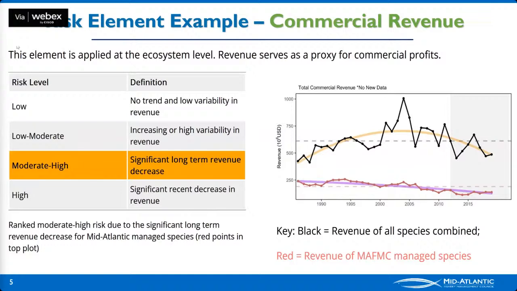And these are developed with the council in identifying how we are going to assign risk, and a significant long-term revenue decrease comes out as moderate high. So you can see that red line has a purple line through it. The trend line there indicates a significant long-term decline in commercial fisheries revenue. So that one scores out as moderate high. That gives us what our risk is associated with commercial revenue across all of our different fisheries.